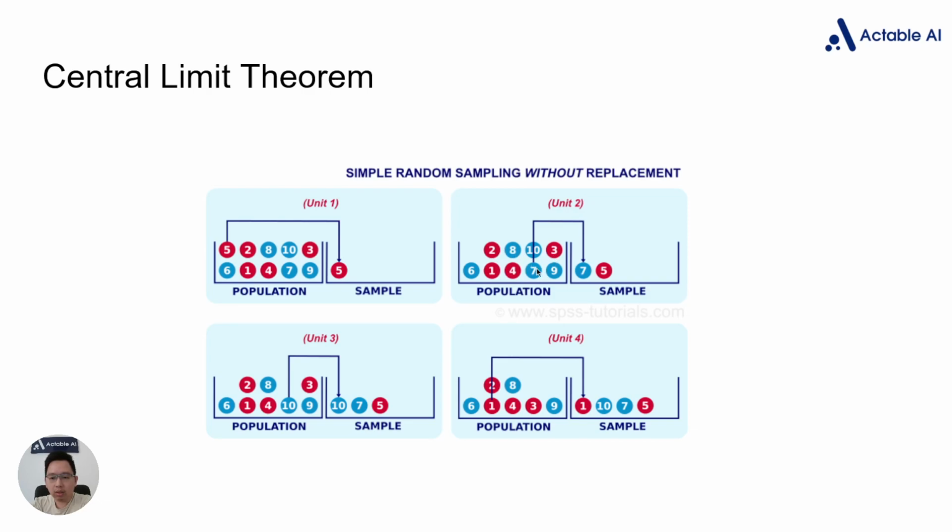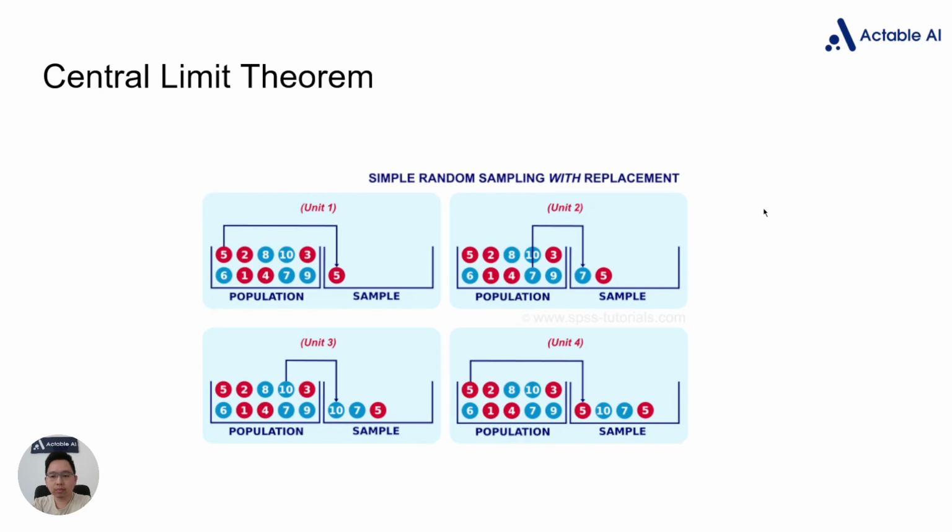Next, let's say we draw 7. And 7 is taken out of the population and won't be sampled again. So that is sampling without replacement.